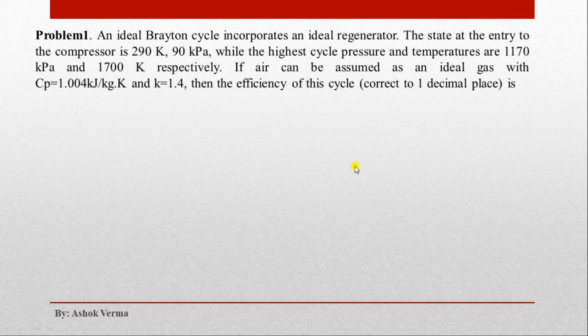So now we will see a problem. Problem 1: an ideal Brayton cycle incorporates an ideal regenerator. The state at the entry to the compressor is 290 Kelvin and 90 kilopascal, while the highest cycle pressure and temperature are 1170 kilopascal and 1700 Kelvin respectively. If air can be assumed as an ideal gas with Cp equal to 1.004 kilojoule per kg Kelvin and k equal to 1.4, then the efficiency of this cycle is, this is the ideal regenerator.